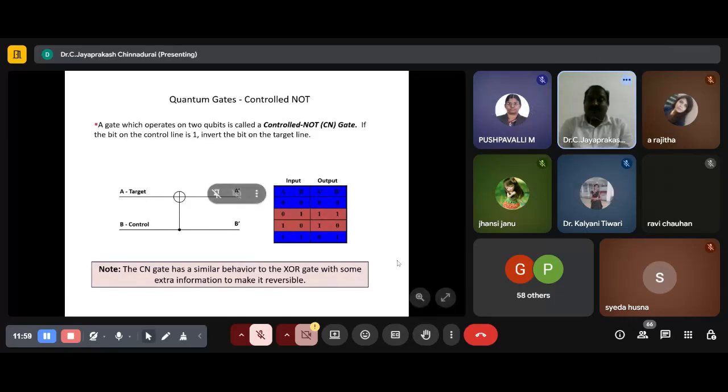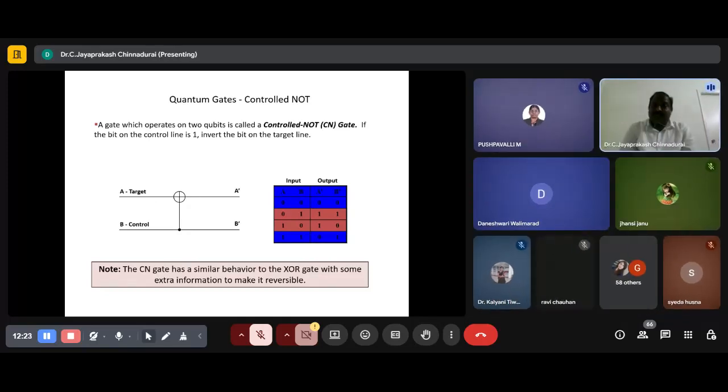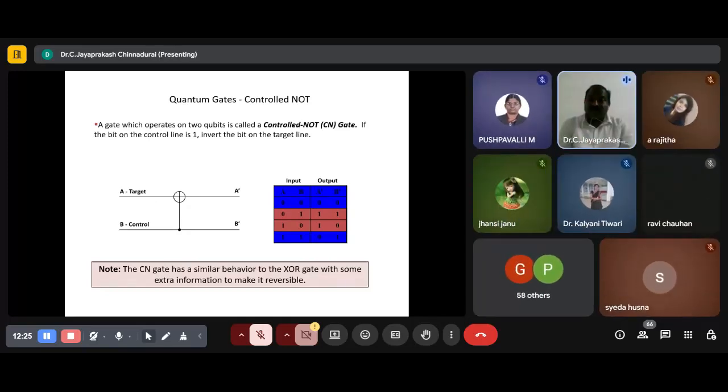Input, we have an input A, B. The output, we have A dash, B dash. See that A, B is 0, 0. The output of A is 0 and B is 0 because there is no presence of the B control. Understand that? Then if you go for the second input, 0, 1. So A value is 0, but B value is 1.